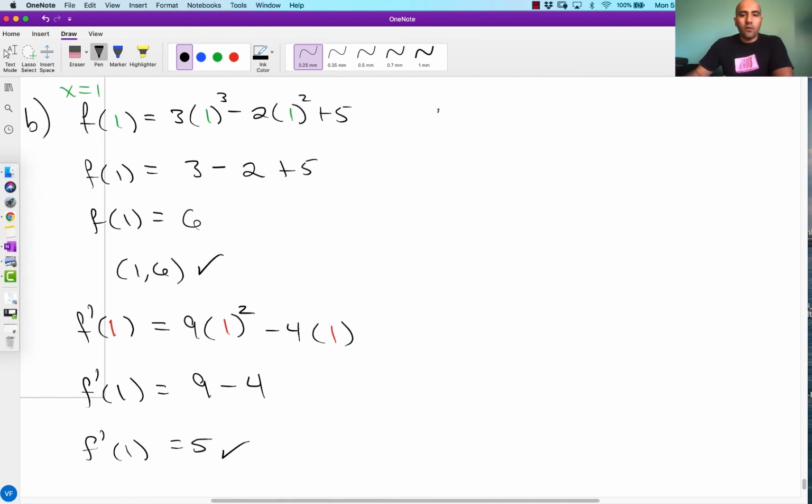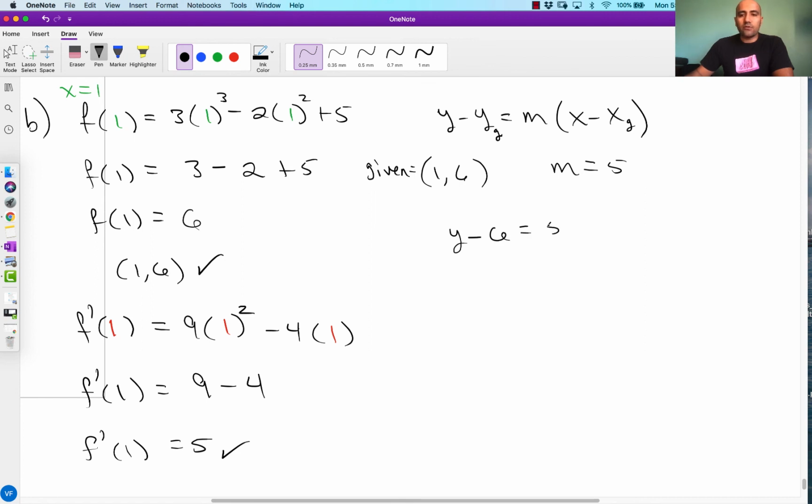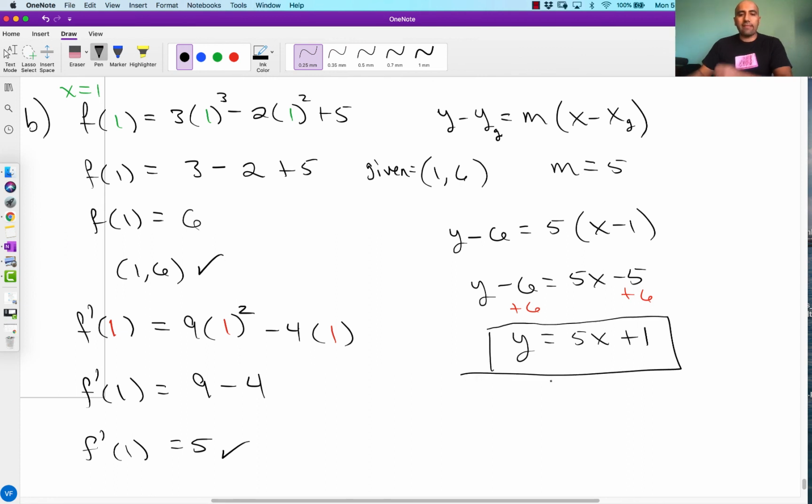So now we use y minus y given is equal to m times x minus x given, and we're going to use the point (1, 6) as the given point. So it's a point that's on the line. And we know that the slope is equal to 5 at that point. So now we just plug this into here. This is y minus 6 is equal to 5 times x minus 1. And then we simplify. We get y minus 6 is equal to 5x minus 5. Add 6 to both sides, and so we get y equals 5x plus 1. And there's the equation of the line tangent to our equation at that point.